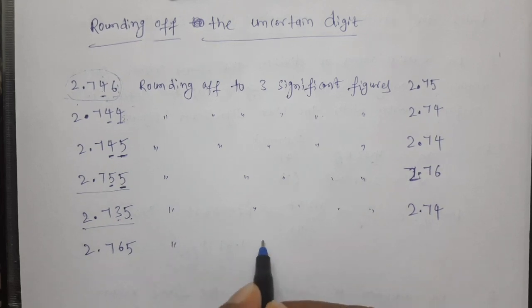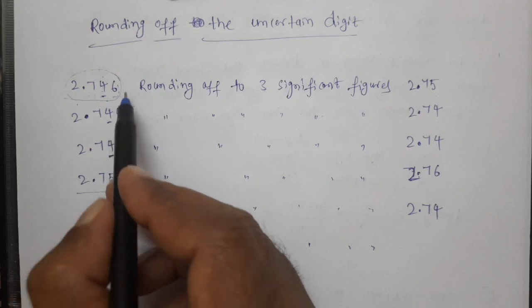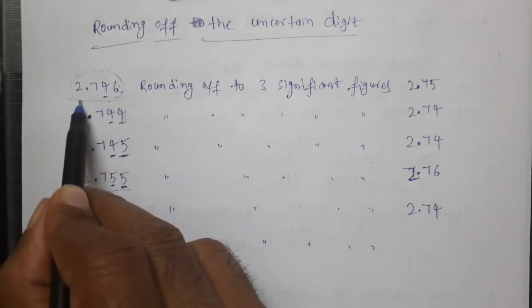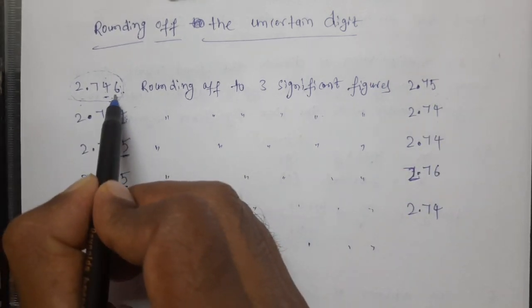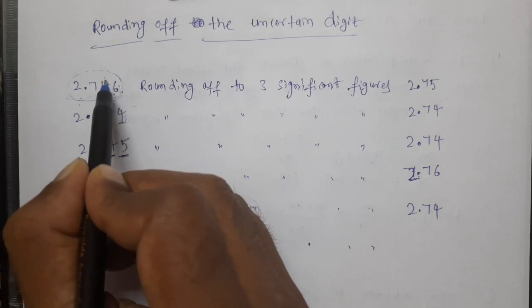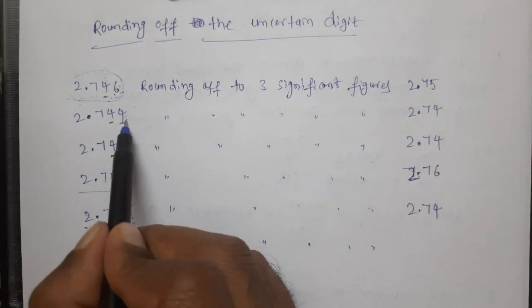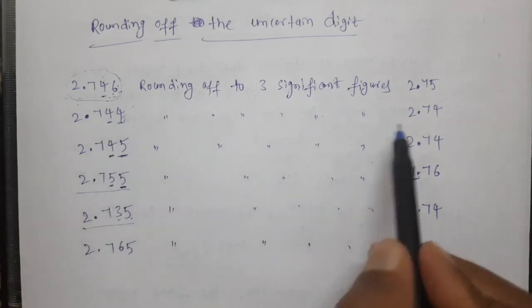Now 2.765. For 5 only we are taking. For 6 or for greater than 5, this one example is enough. Whether the fourth digit is 6, 7, 8 or 9, for all the values we have to add 1 here, and we will get 2.75. And if the fourth digit is less than 5, so this number may be 4, 3, 2 or 1, we simply omit this one and we write 2.74.